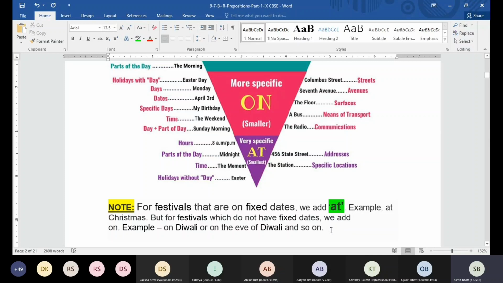But if you refer to the duration of the day, throughout the day, if you want to say that, then in that case, you can use the word in.